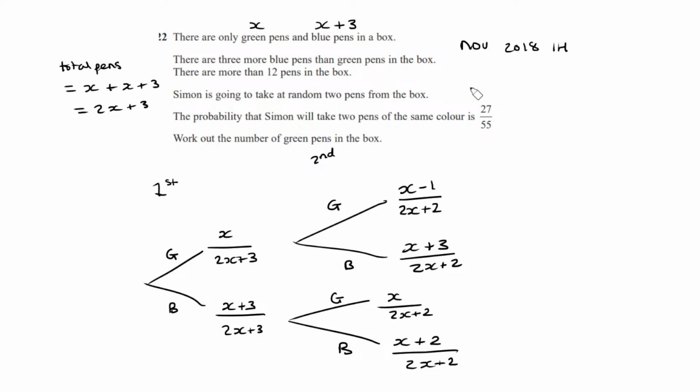Now I'm going to come back to the sentence. Get my highlighter ready. It says the probability that Simon will pick 2 pens of the same colour. So I need to highlight those options. Either he could do green and green or blue and blue. Those are my 2 options. So I'm basically using this to create an equation.